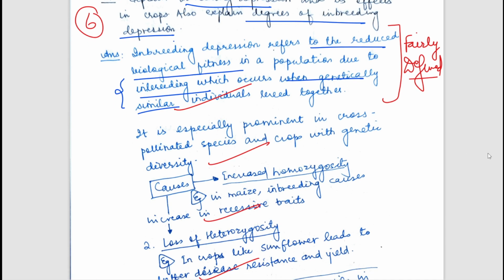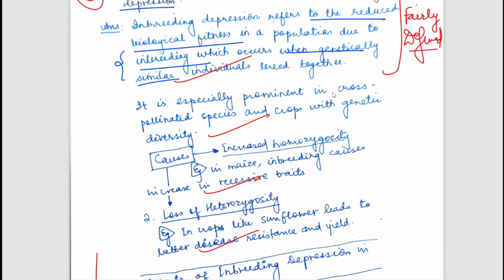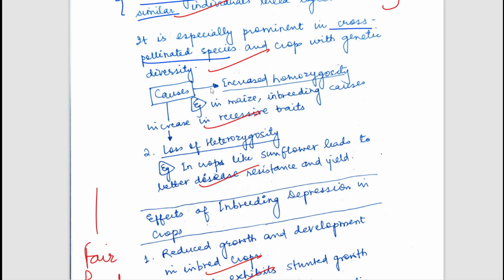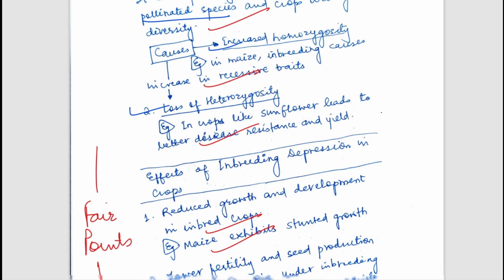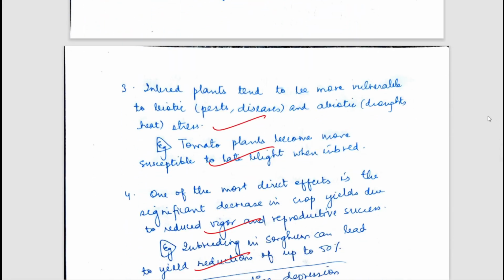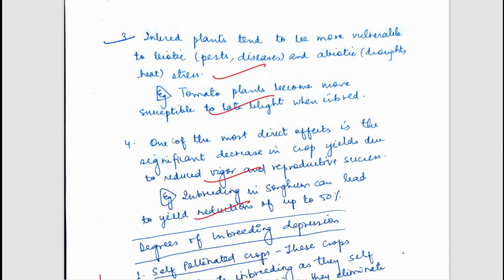Now it is generally prominent in cross-pollinated species. The causes mentioned are increased homozygosity and loss of heterozygosity. Now what are the effects of inbreeding depression? There will be reduced growth and development. There will be lower fertility and seed production. Inbred plants tend to be more vulnerable to pests and diseases, drought, heat stress, and various kinds of stress. One of the most direct effects is a significant decrease in crop yields.